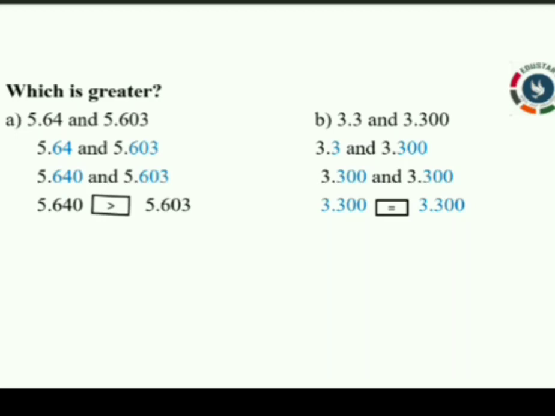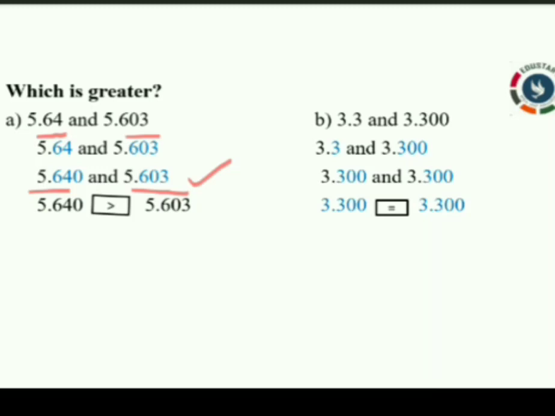Next one, which is greater? 5.64 and 5.603. Which one is greater? First, check the decimal place. 2 decimal places and 3 decimal places. So these two decimals are unlike decimals. First, you have to convert unlike decimal into like decimals, right? So you have to add 0. So 5.640 and 5.603. These two are like decimals.